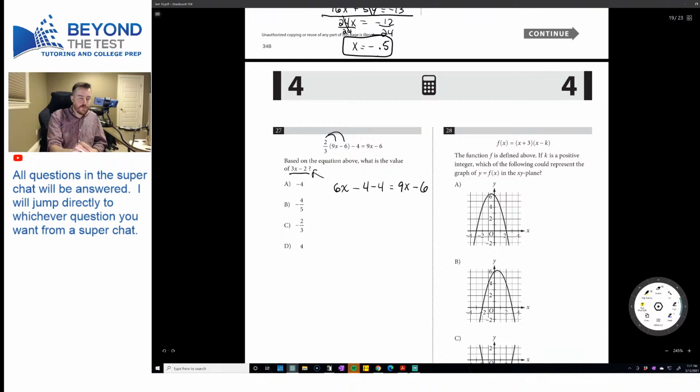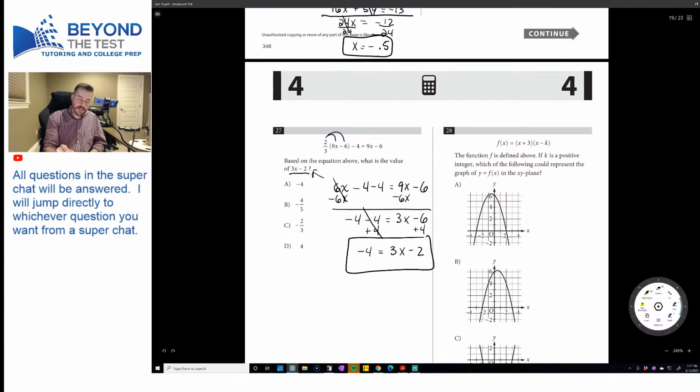Now, we can force 3x minus 2 to happen at this step because I could just subtract off 6x, and that would leave me with, I'm going to leave the negative 4 over here, 3x minus 6. But then to get minus 2, I would need to just add 4 to both sides. So if I add 4 to both sides, on the left, I'm left with a negative 4. And then on the right, I'm left with 3x, and then negative 6 plus 4 is negative 2. So 3x minus 2 is simply negative 4. So you can force that whole expression rather than solving for x and then substituting it back in.